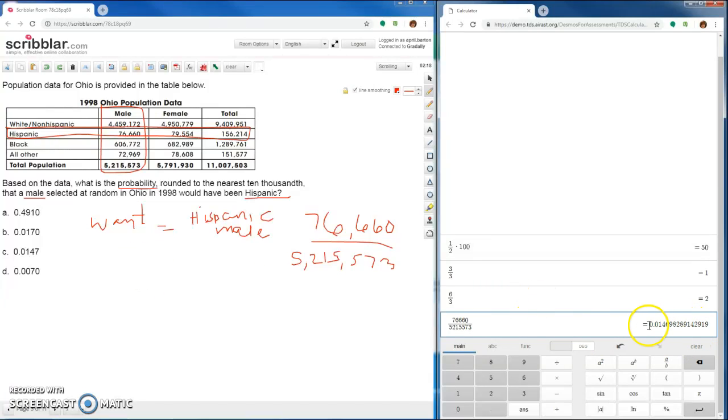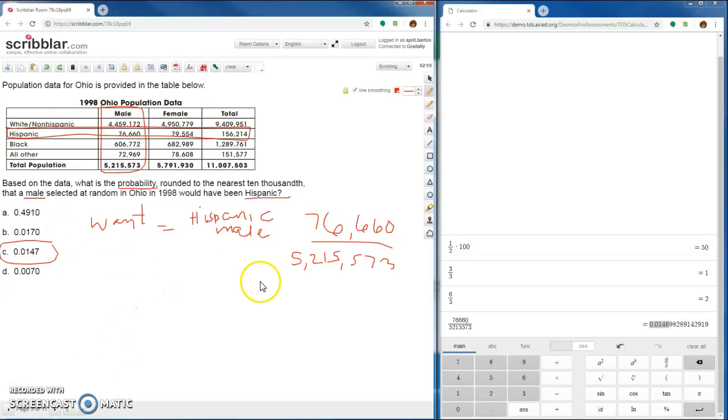There's only one even close, but you'll notice when they round to the nearest 10,000th, this 6 is going to round up to the 7 to match here with answer choice C, because the 9 next to it will force that 6 to go up. So our answer is answer choice C.